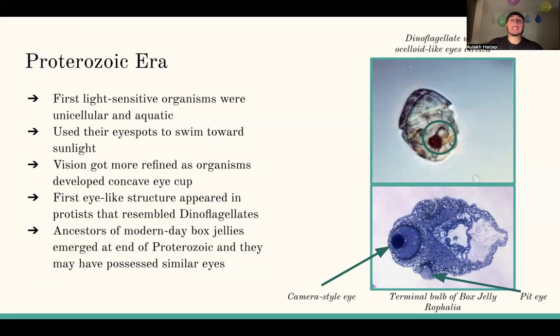The story of eyes begins in the Proterozoic era, which took place between 2.2 billion and 543 million years ago. The first light-sensitive molecules likely appeared in single-celled organisms that were swimming in the ocean. These simple organisms could detect basic changes in light via their eye spots, which gave them a survival advantage, helping them to move towards sunlight to find energy.